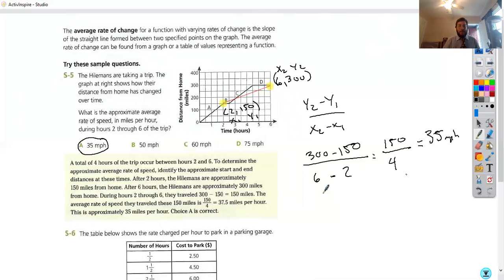I guess we don't need that then. So again, you're just finding the slope of the line using the endpoints for the time that they gave you, which was 2 and 6.